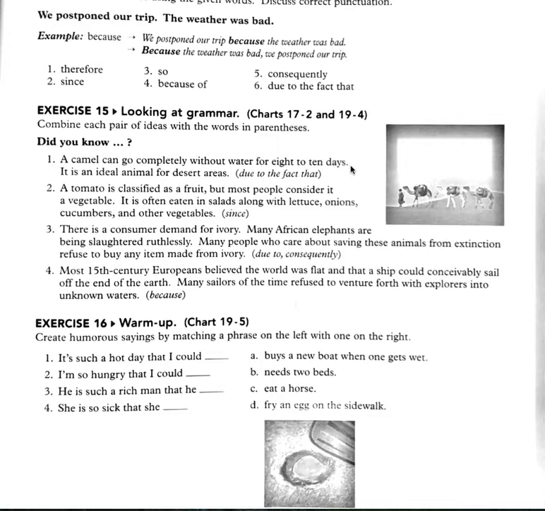So here you're going to say, due to the fact that a camel can go completely without water for 8 to 10 days, comma, it, lowercase i, is an ideal animal for desert areas. Again, due to the fact that, lowercase a camel can go completely without water for 8 to 10 days, comma, lowercase i, it is an ideal animal for desert areas.